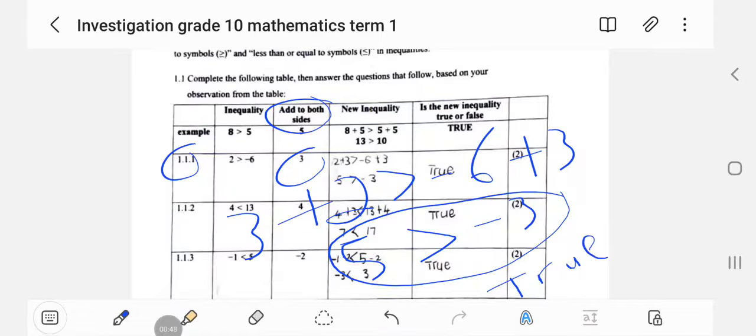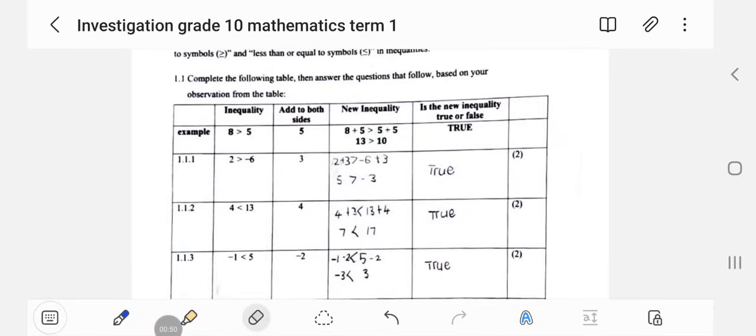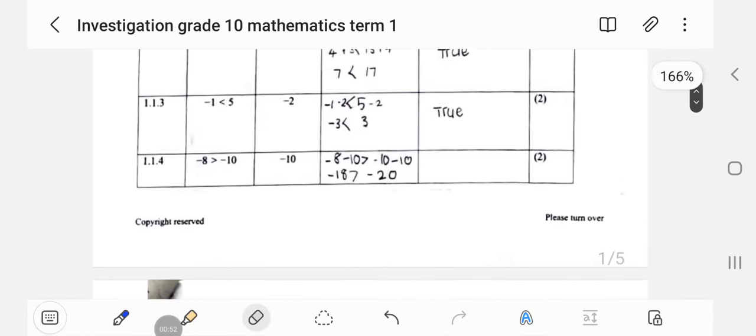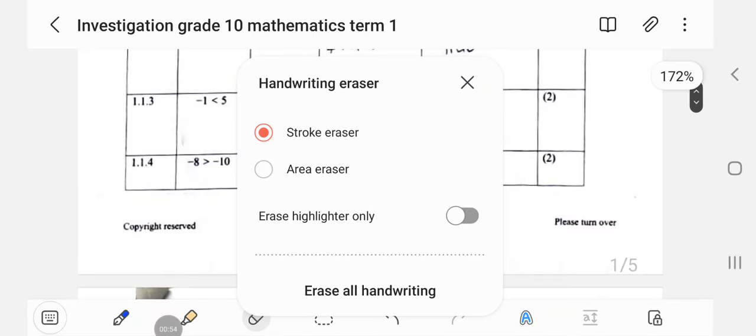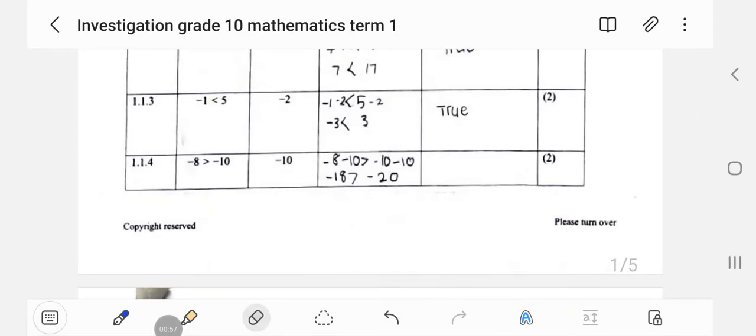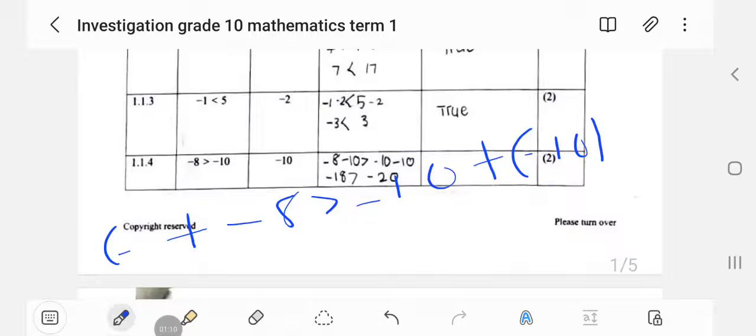Okay, I won't do all of them. Let's go to 1.1.4. So we have minus 8 greater than minus 10. We add what? Minus 10. We also add here minus 10. So minus 10 minus 8 is minus 18.